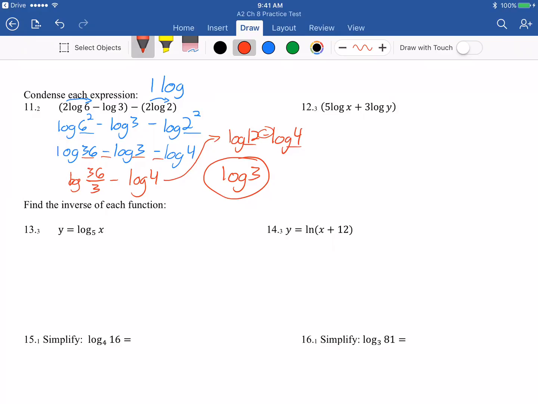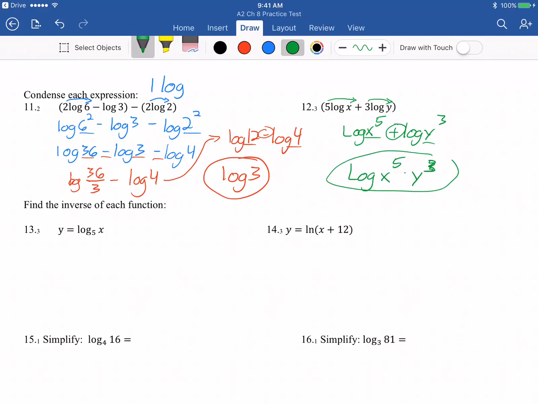All right, so going on here to number 12. This one's a little bit quicker, a little bit easier. You bring those exponents from the front to the back. So now we have log of x to the 5th plus the log of y to the 3rd. Okay, now this plus means that I can take these two guys and multiply them in one log. So I have the log of x to the 5th times y to the 3rd. That is my answer there.